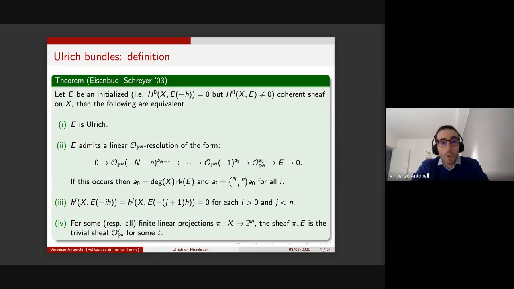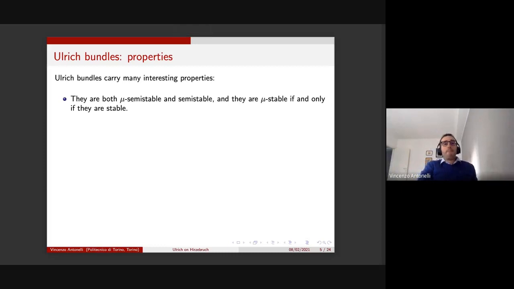So just one comment on the second point. Keep in mind the second point, so the characterization of the Ulrich bundles in terms of resolutions, because when I will describe Ulrich bundles on the Hirzebruch surface, I will make some comments on this resolution. But now, so we have the definitions, but actually Ulrich bundles carry many interesting properties.